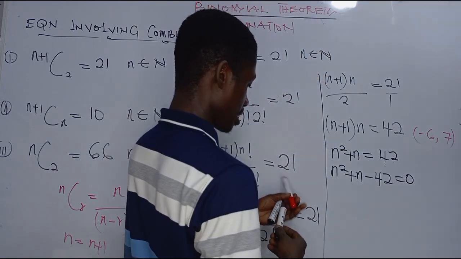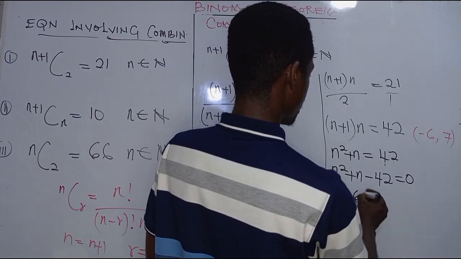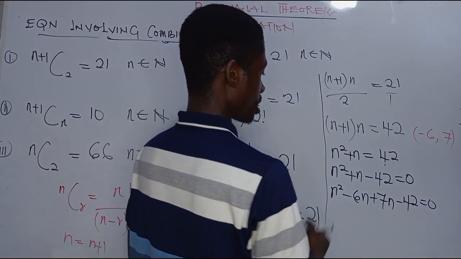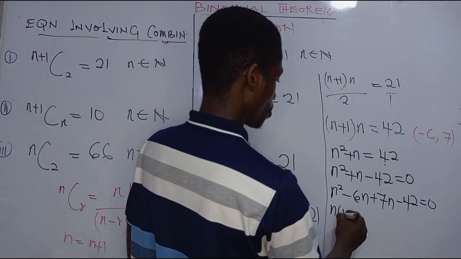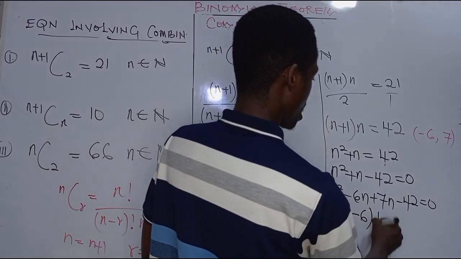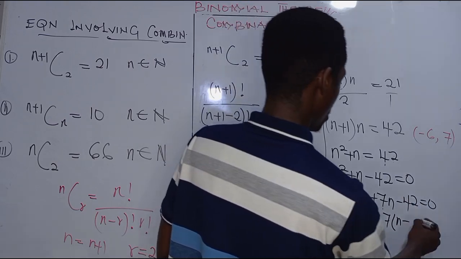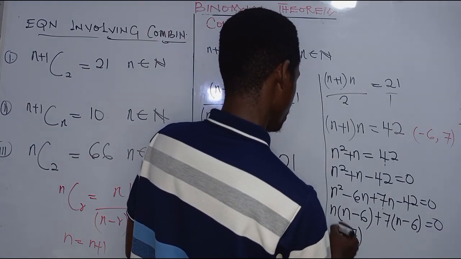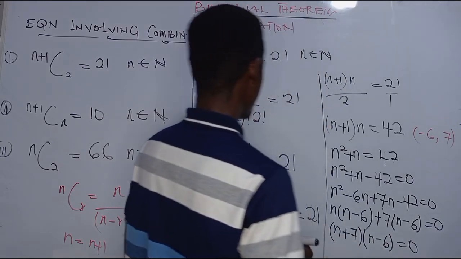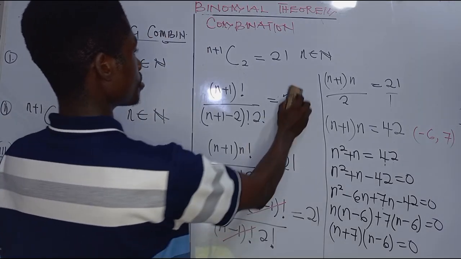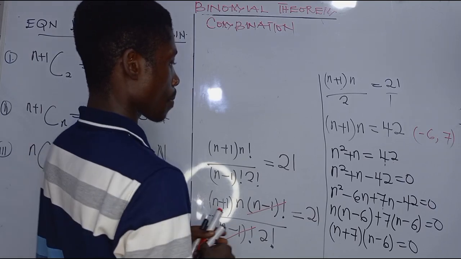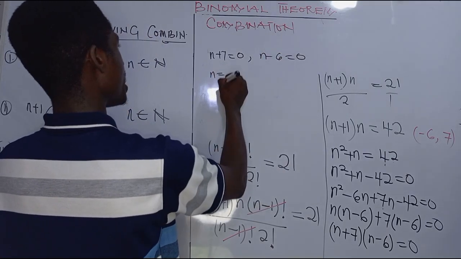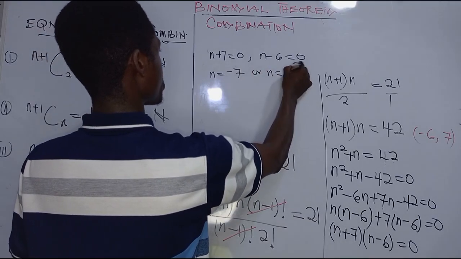So let's substitute this in place of that. So we have n squared minus 6n plus 7n minus 42 is equal to 0. Let's do some factorization. We have n here, n will come out, we are left with what? n minus 6. We have 7 and 7 times 6 is 42. And this is equal to 0. So we can pick those outside the bracket. We have n plus 7, n minus 6 is equal to 0. So we are going to have n plus 7 is equal to 0, n minus 6 is equal to 0. Our n is equal to minus 7, or n is equal to positive 6.